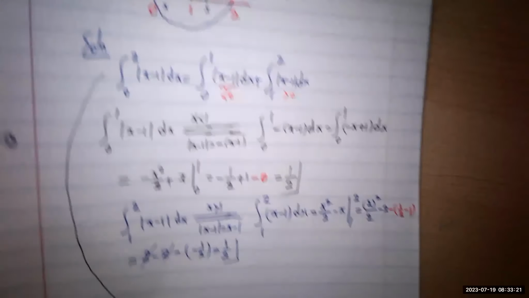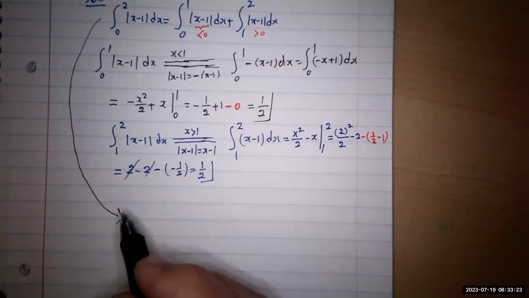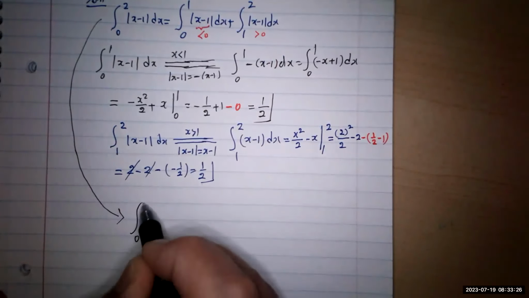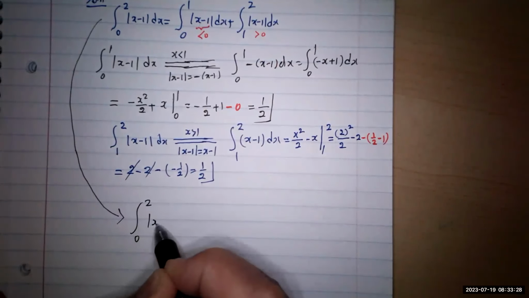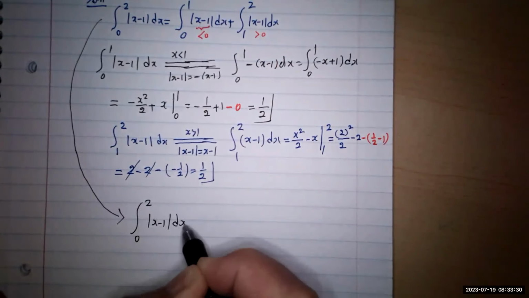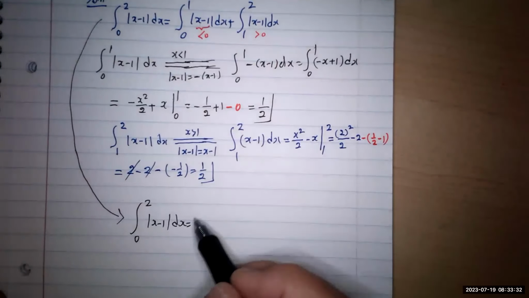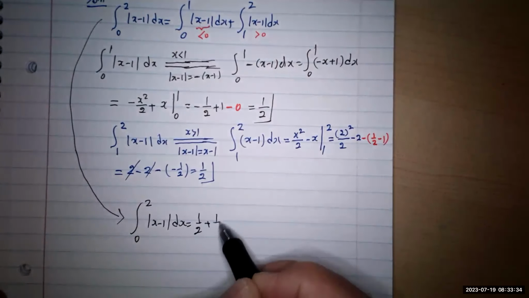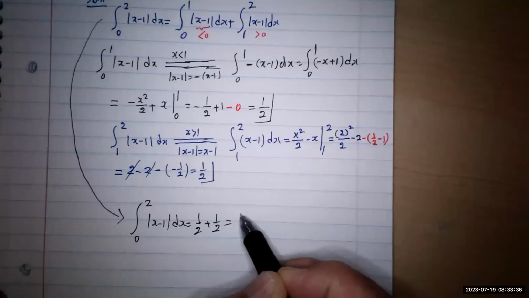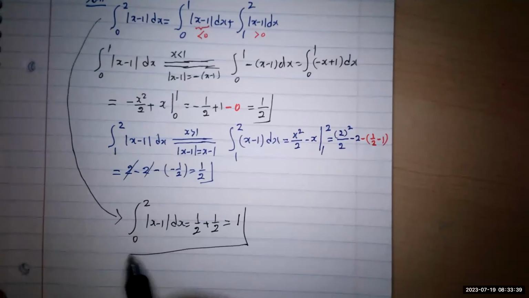So the integral from 0 to 2 of the absolute value of x minus 1 dx is going to be the first part 1/2, the second part 1/2. The result would be 1. That would be the final answer.